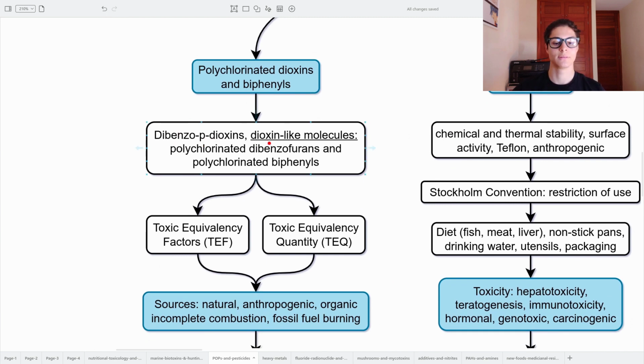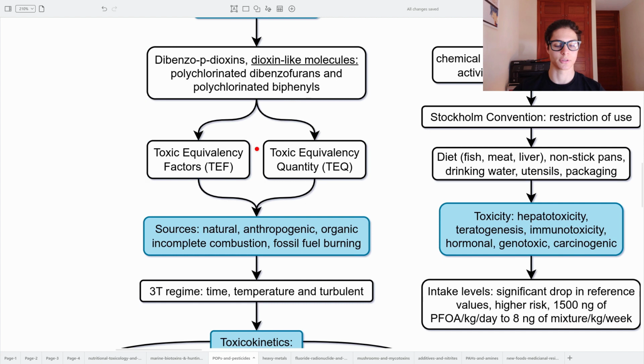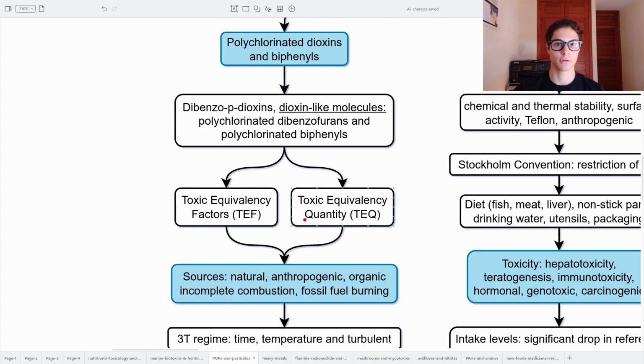So, the polychlorinated dioxins and biphenyls, we have the dibenzo-para-dioxins. These are dioxin-like molecules derived from this one, which indeed are the polychlorinated dibenzofurans and the polychlorinated biphenyls. So, to make it easy, dioxins, dibenzofurans, and biphenyls, also called PCBs. And here we have two concepts, the toxic equivalency factors and the toxic equivalency quantity. These two are used because we often find mixes of these, not isolated substances in the environment.